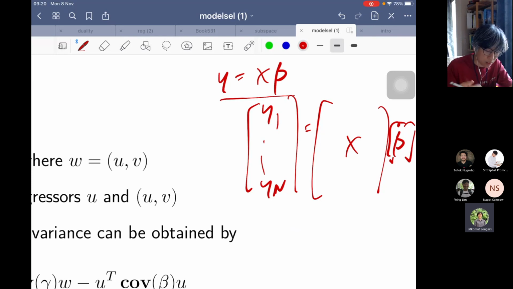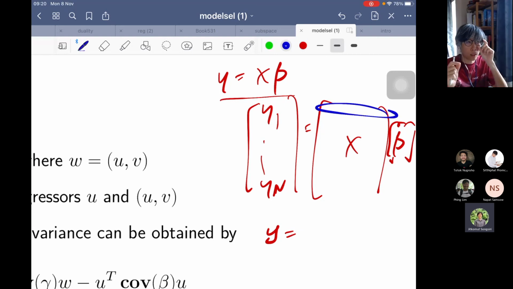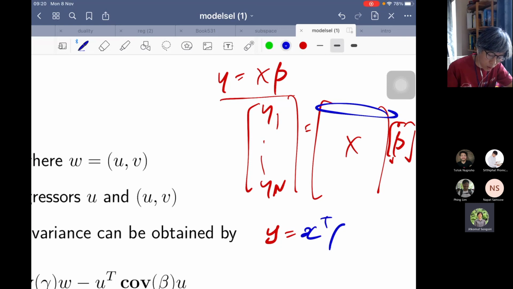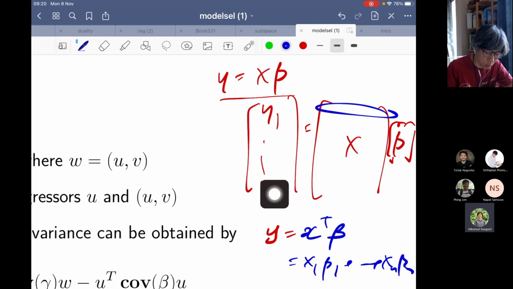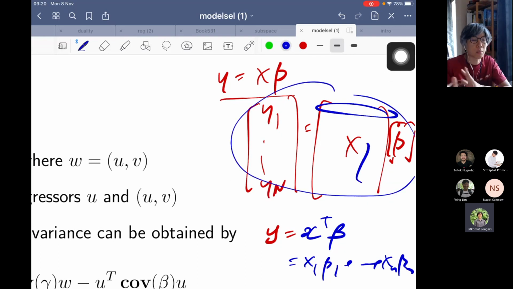If I take a look at this as an equation to explain the variable, if I only have one row, one instance, one sample of a data set, I would write it this way: y equals x transpose beta, which is x1 beta 1 through xn beta n. So this is the vector form we use to explain the estimation process. Different rows in y and in x are just different samples of data.